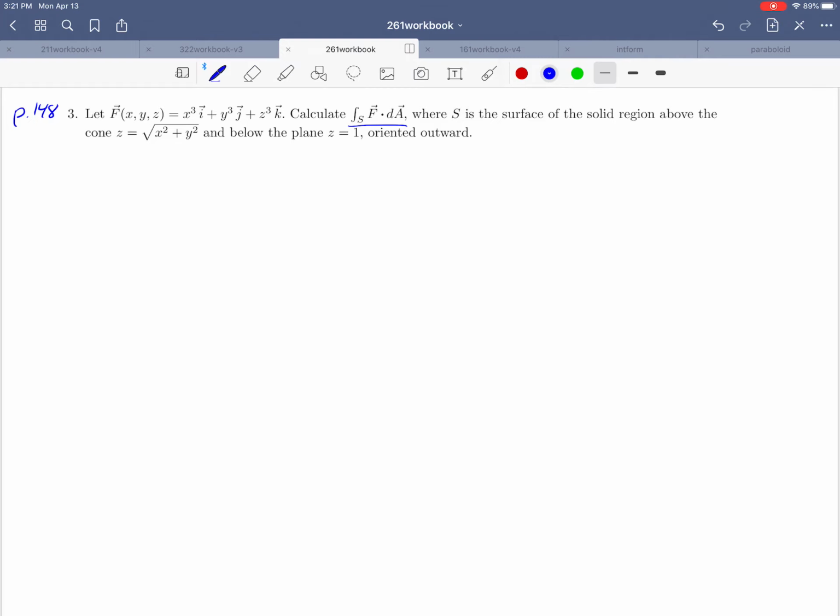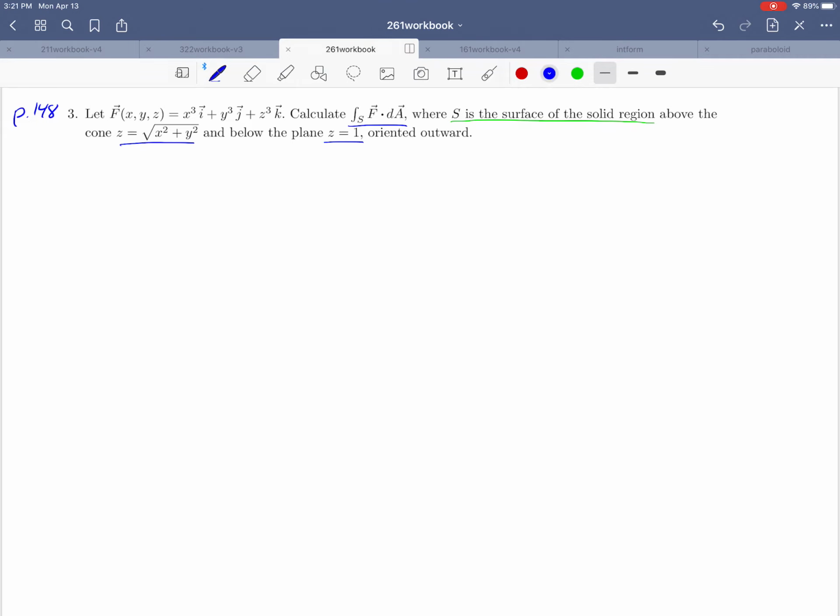Notice that the surface consists of two pieces. It's the region above the cone, z equals the square root of x squared plus y squared, and below the plane, z equals 1. Okay, and kind of a clue in the wording that indicates that we could use the divergence theorem if we wanted to. S is the surface of a solid region. That's the hypothesis, the situation that we need to use the divergence theorem.